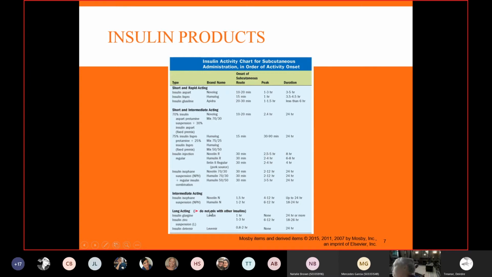Now, notice down here with the long acting, it actually says do not mix with other insulins. So you are never actually going to mix a long acting with other insulins. This is on, let me make sure.